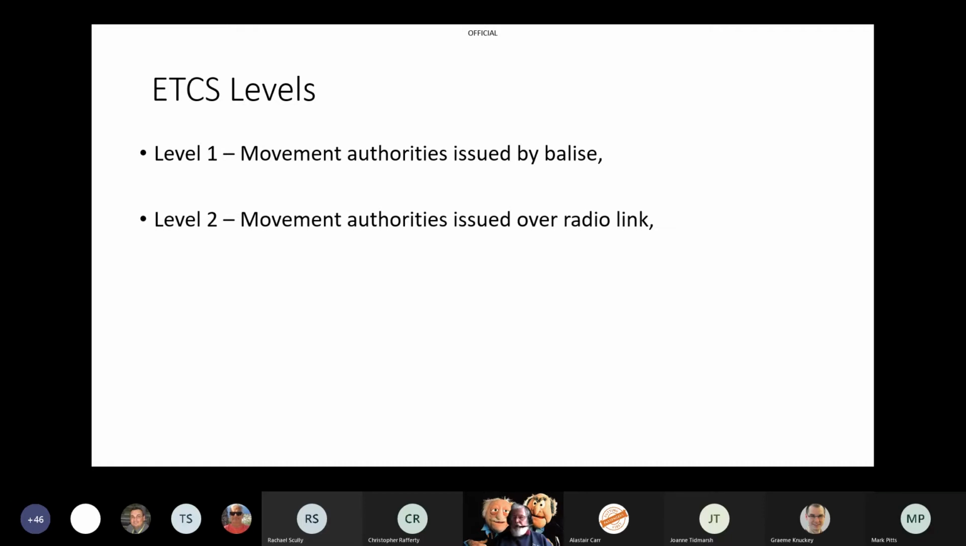Level 2, which is the UK preferred level, where the movement authorities are issued over the Euroradio, the radio link, with the advantage that movement authorities can be updated at any time, can be withdrawn, emergency messages can be sent. Level 2 can be used with line-side signals or not. So Cambrian is without line-side signals, Thameslink and Crossrail have line-side signals.